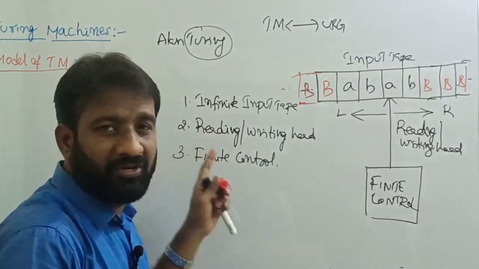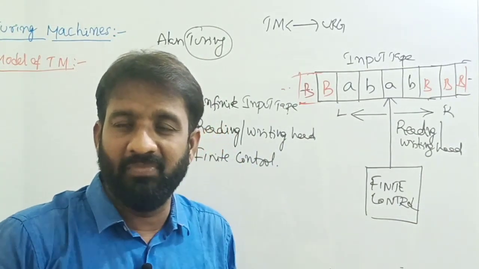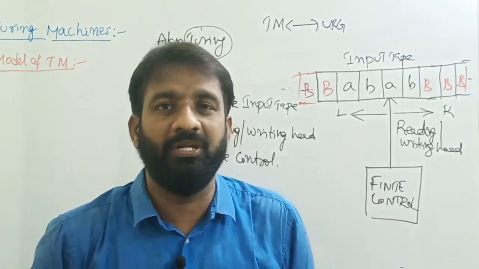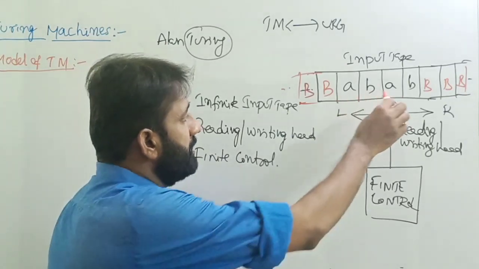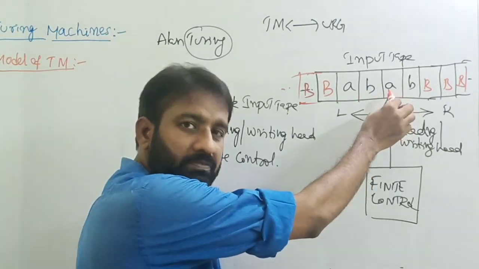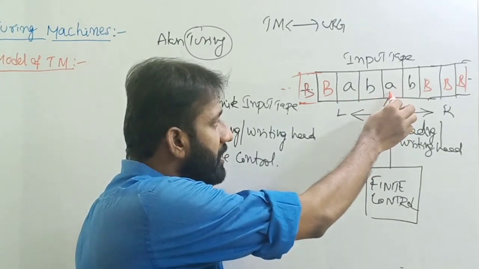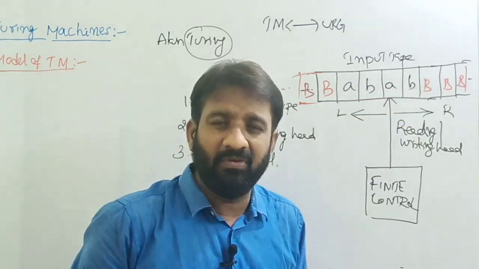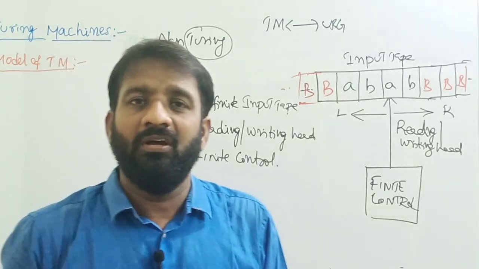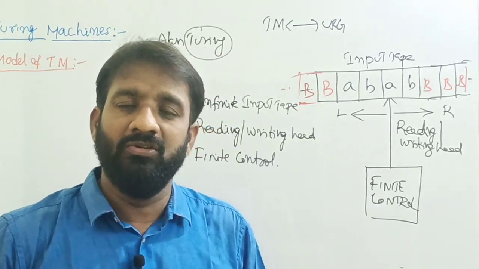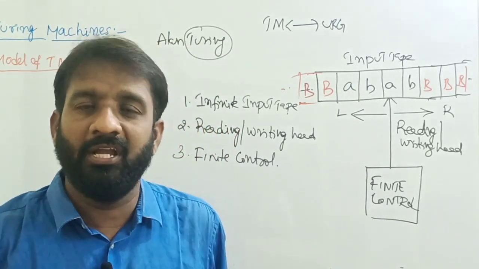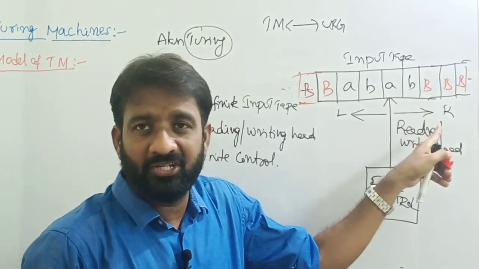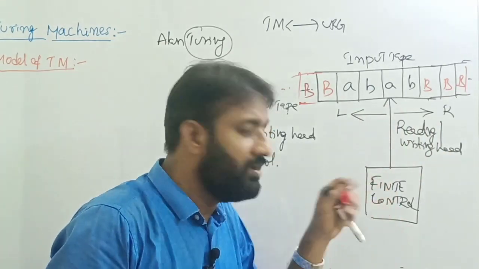Then there is the reading and writing head. It can read the symbol from the input tape as well as do the write operation onto the input tape. If you want to overwrite this a with x or b, you can do that, and again you can do the same. Then the importance of the finite control is that it decides whether the machine moves to a new state or remains in the same state depending upon the requirement. It can operate the reading or writing head, which can move in the left direction or right direction; all of this is decided by the finite control.